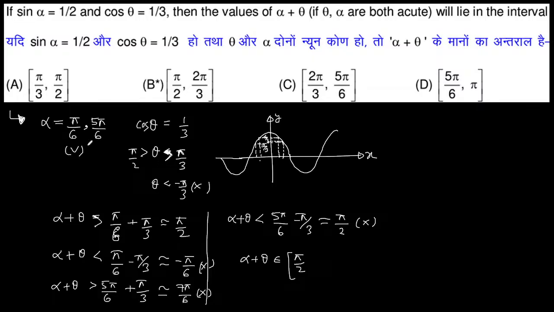If we add 90 plus 30, that is 120, 2 pi by 3, it is only acute. So we'll reject the other one. So this is the correct one, option B is correct.